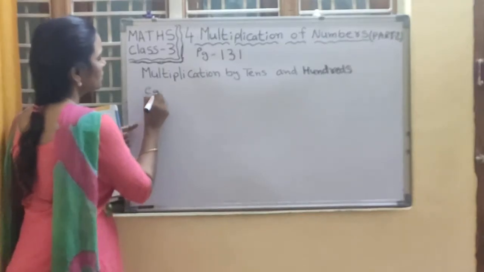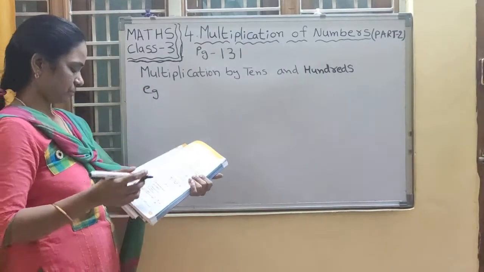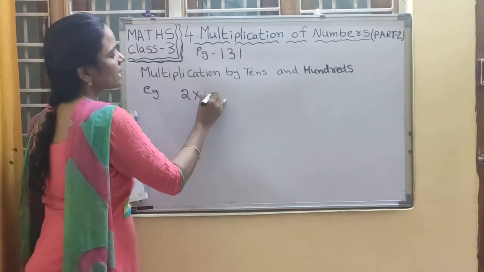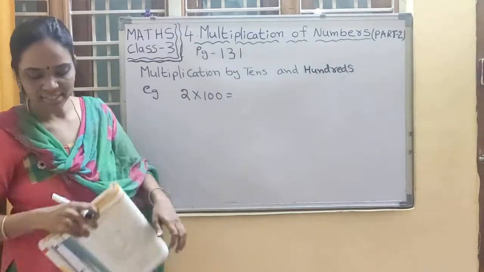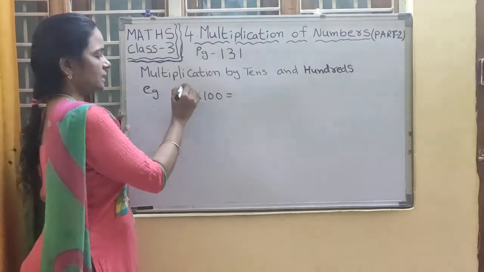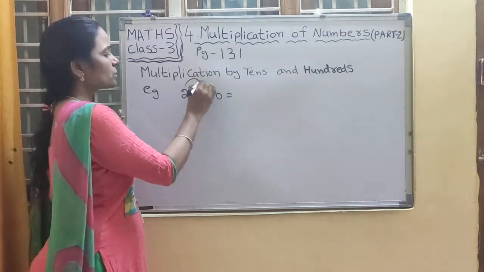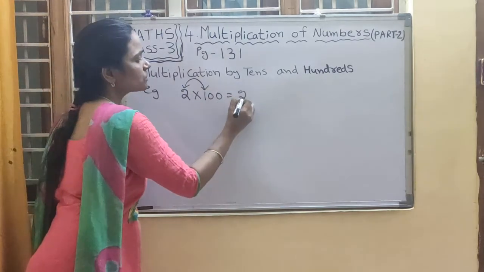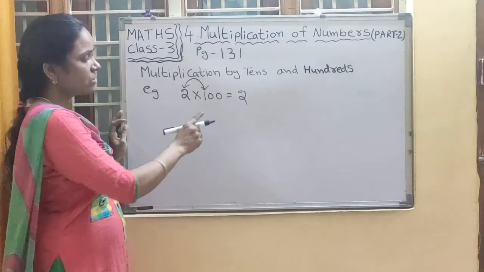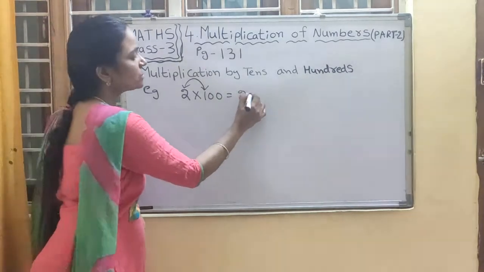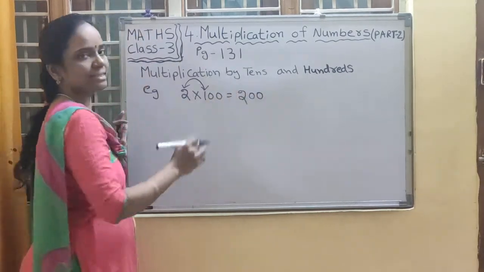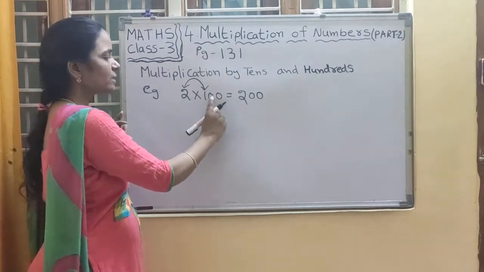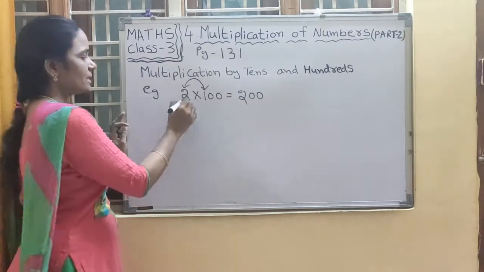Next example. 2 into 100. Now what is the answer? First, what we have to do, this number should be multiplied by this. 2 into 1, how much? 2 1s are 2. But how many zeros do I have to write now? Here we have 2 zeros. So write down 2 zeros. 200. 2 into 100 is 200. 2 1s are 2 and put 2 zeros.